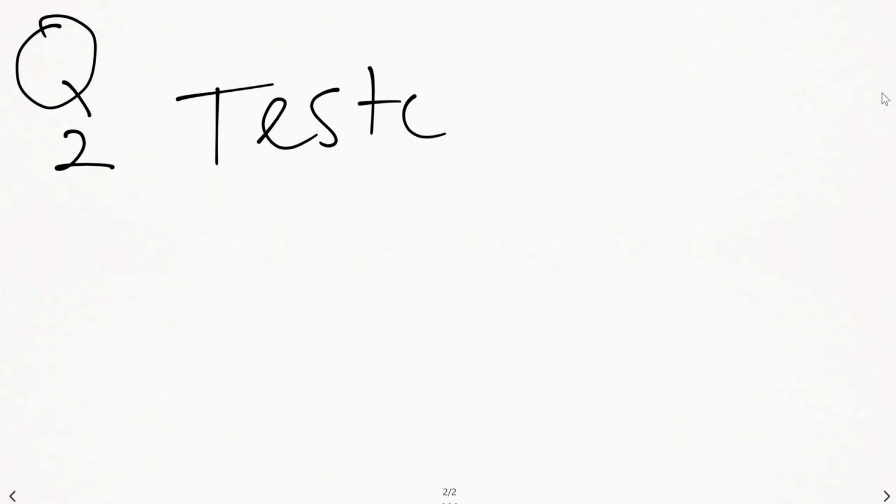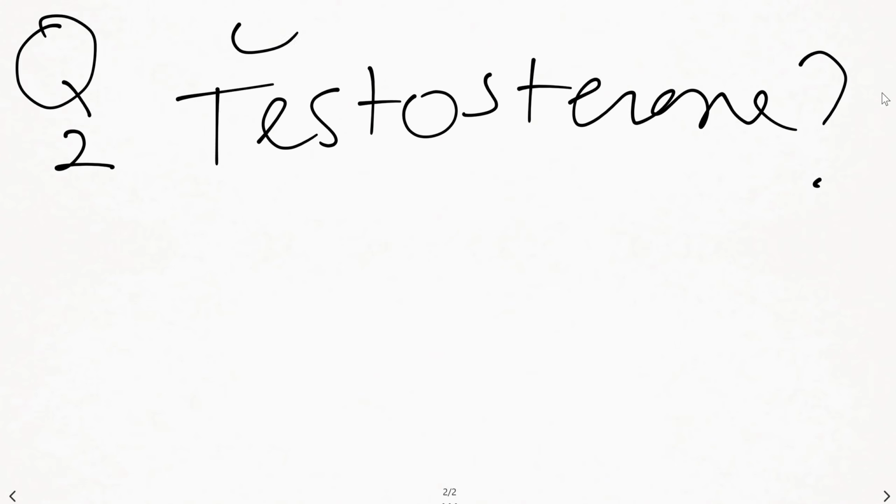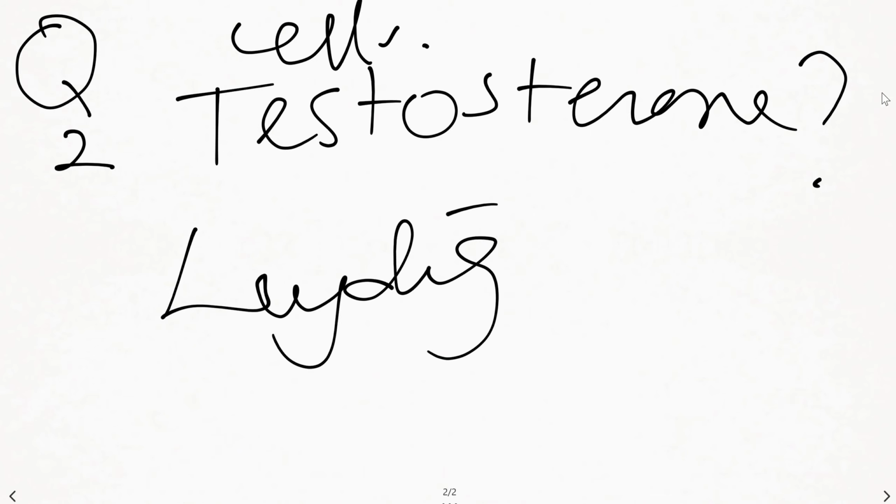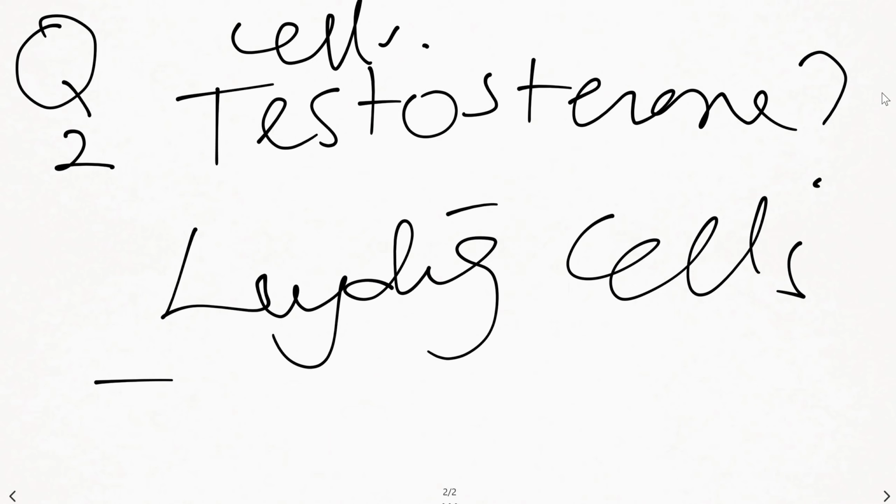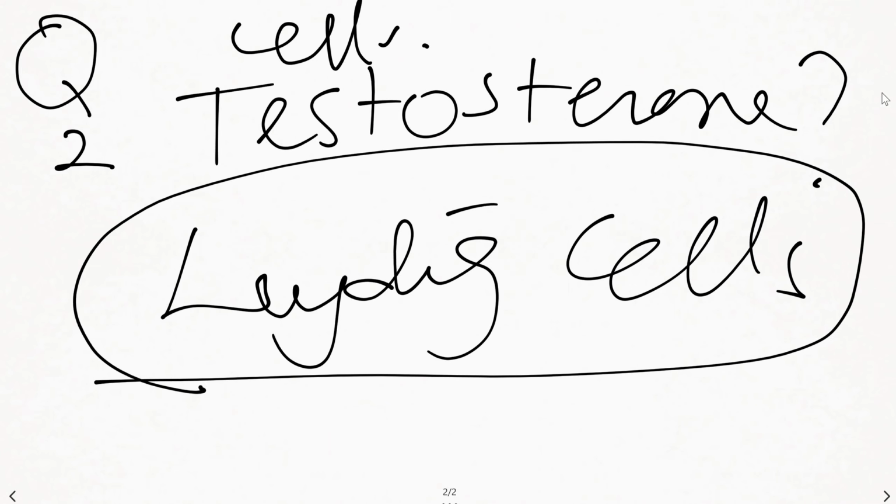Let us go to the second question, which is a simple question. He is going to ask you that in the testicle, which primary cells produce testosterone? And the answer here is Leydig cells. Leydig cells are the cells responsible for the production of testosterone.